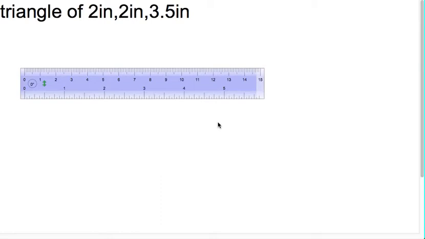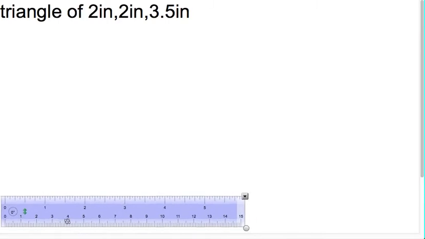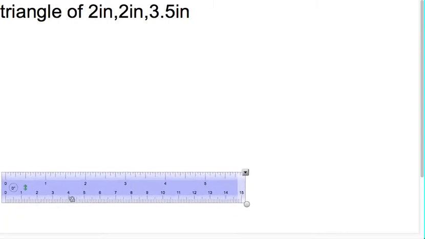triangle with 3 given side lengths, and we are not given any of the angles. So the first step that we need to do is we need to take our ruler and use our ruler to draw the lengths of the sides that it will eventually be the same as our triangle. So in our example, our goal is to create a triangle of 2 inches, 2 inches, and 3.5 inches. So I'm going to take my ruler and I'm going to use it to draw lines of those lengths.